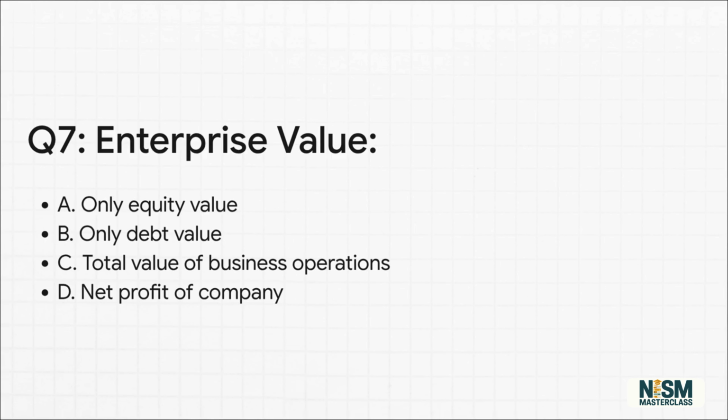And the correct answer is option C, total value of business operations. Enterprise value really gives you the whole picture. It's calculated by taking the market capitalization, adding the total debt, and then subtracting cash. We subtract the cash because if you were buying the company, that cash would actually reduce your effective acquisition cost. That's why enterprise value is so often referred to as the takeover value.